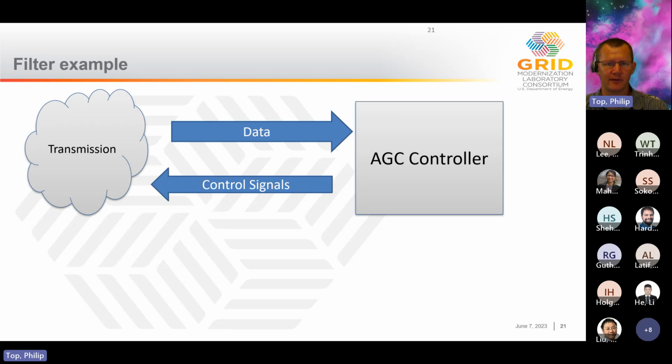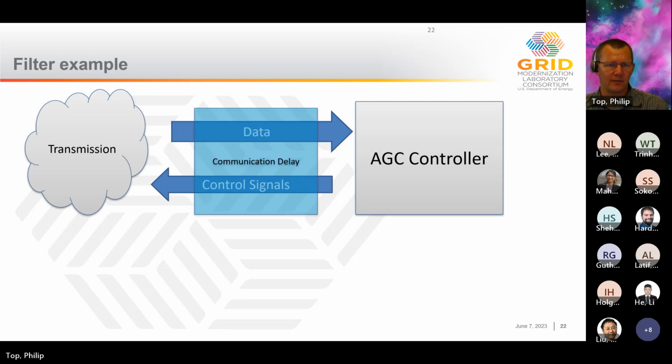So you have a transmission network and you're interacting with an AGC controller. The data is coming from the transmission network and going to the AGC controller that will do whatever processing it has to do, and then send some control signals back into the generators on a transmission network. Well, say now you want to model the communication delay that goes into this to see if there's any effect on the controllability of the grid. Filters allow you to insert a communication delay into this.